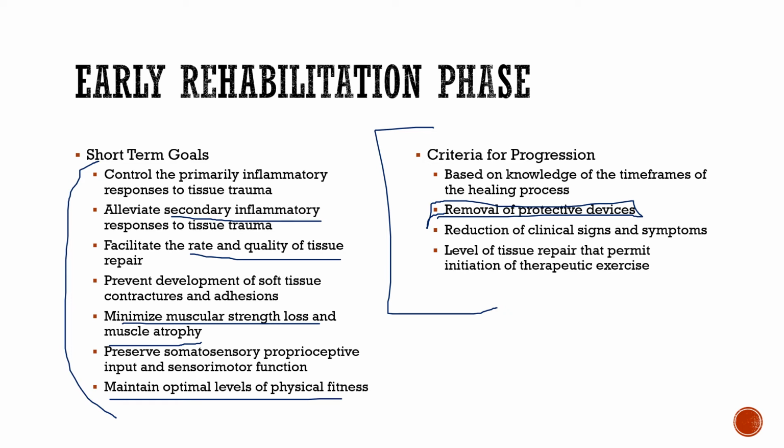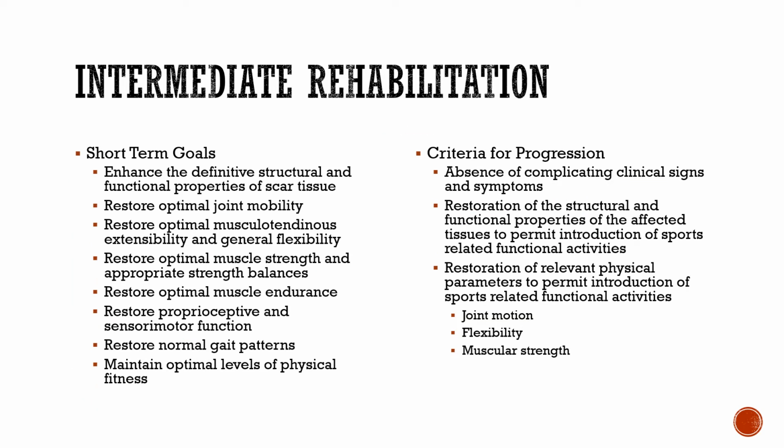And based on our knowledge of the timelines of healing that we talked about at the beginning, know that we've increased tensile strength to allow us to progress now to the immediate rehabilitation component. So same things, you'll see the vast majority of these in that middle component: normal joint mobility, functional progression properties of the scar tissue, general flexibility, strength and strength balances and endurance, our proprioceptive and neuromuscular control, gait patterns, physical fitness. You'll see continue all the way through.